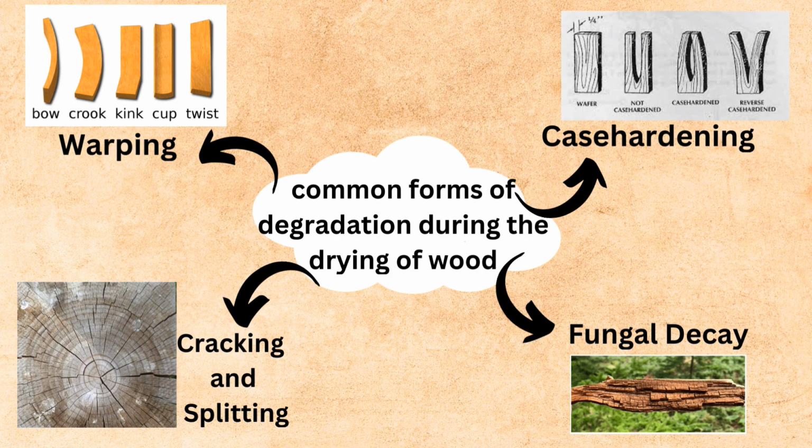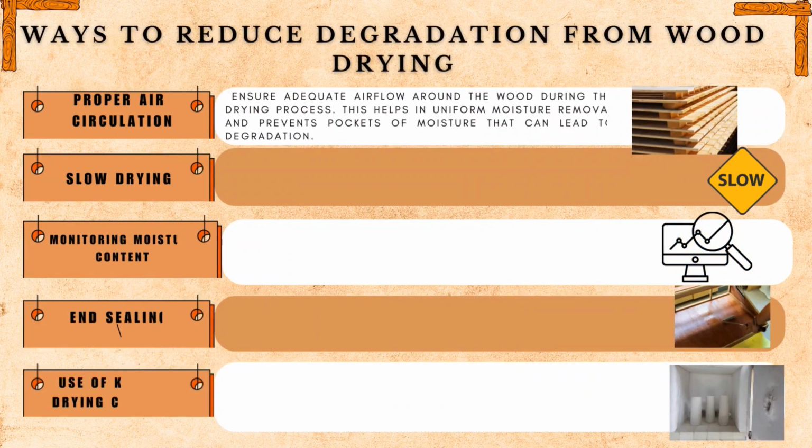Improper drying conditions such as high humidity or inadequate ventilation can create an environment conducive to fungal growth. Fungal decay can compromise the structural integrity of the wood and lead to discoloration, mold, and other issues. Ways to reduce degradation from wood drying.